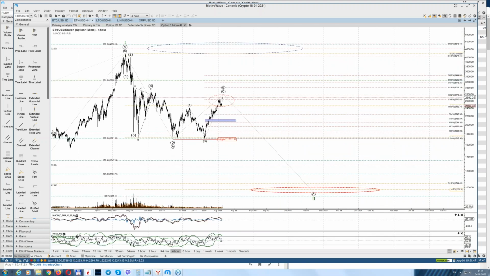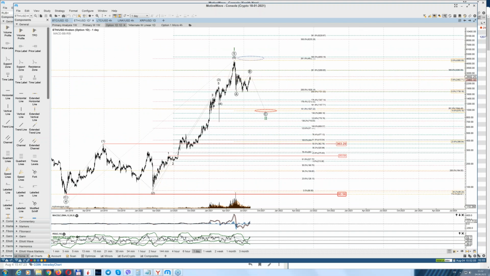Okay, now let's zoom in. Ideal target for the wave CFB corrective rally is just around the corner, 2778. Let's see how this crypto pair will react to this resistance, and then we'll see. Anyway, 3268 is the next major resistance. I don't think we have bottomed yet in this correction.